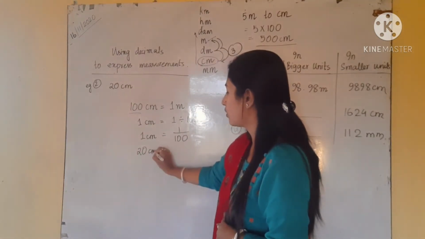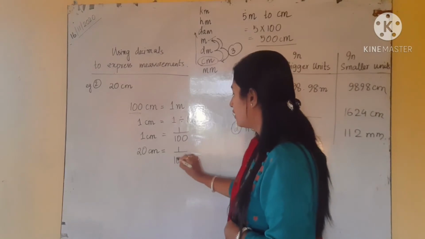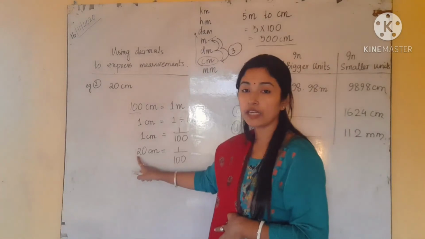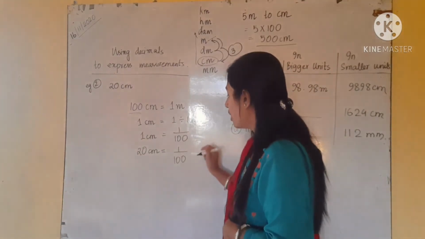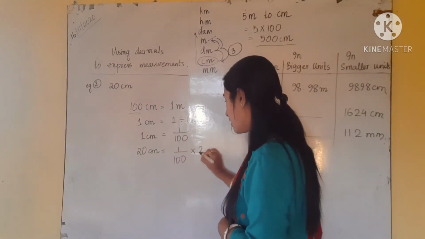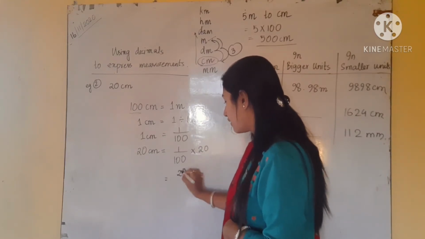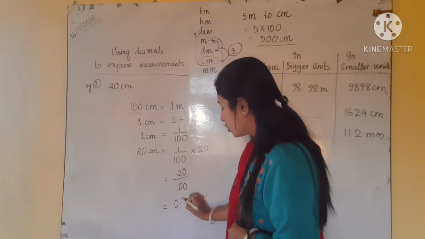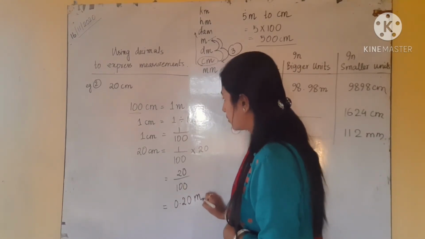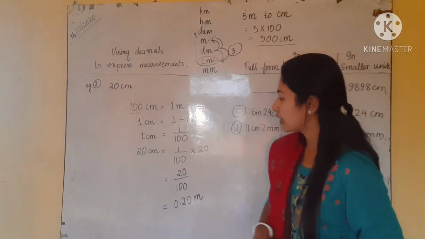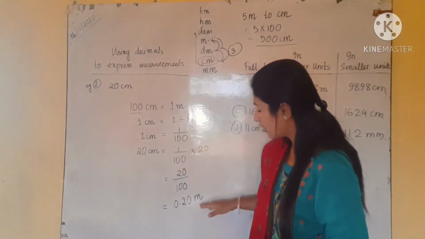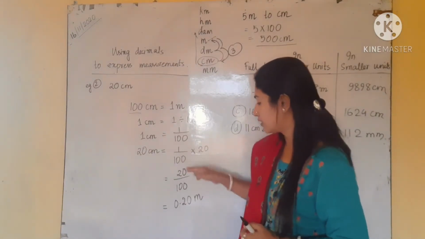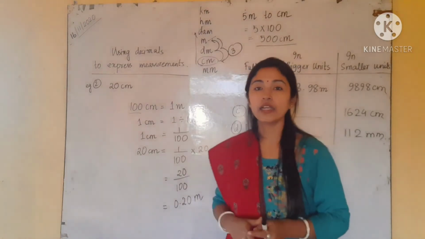So 20 centimeter will be equal to what? 1 by 100. Now see, for 1 it is given, and we have to find for many, that is 20. So that means we have to multiply this number by 20. So this is 20 by 100, and we can easily convert this into decimal. It will become 0.20 meter. So that means we can easily convert 20 centimeter into meter by dividing by 100. These things, if you practice, you can easily do directly.